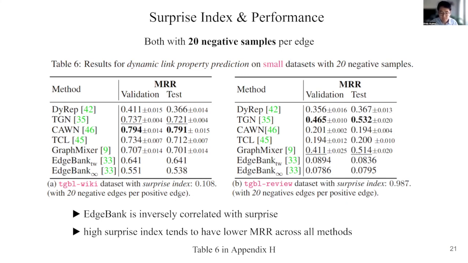And also, we see that EdgeBank, which is a heuristic that just stores all the previously observed edges and then predicts based on whether you saw it before or not, can perform relatively well on datasets with low surprise index, but has much poorer performance on datasets with high surprise index. In fact, the performance is inversely correlated with surprise because the brand new edges just will not be predicted correctly by this heuristic. So that's the first observation that we have.